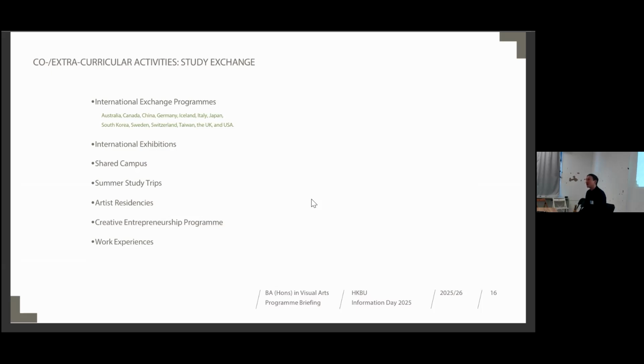We also have artist residencies that we encourage students to apply for, a creative entrepreneurship program, and we have work experiences. All of our students are required to take a non-credit bearing work experience before their year 3. And this is where we encourage them to get some industry experience in an area that they're interested in. It could be interning in a gallery or a museum. It could be a curatorial assistant in a gallery or museum. It could be an artist assistant. Let's say they're really interested in photography. They could get some work experience as a studio or lab assistant to a photographer and learn those professional skills that way.